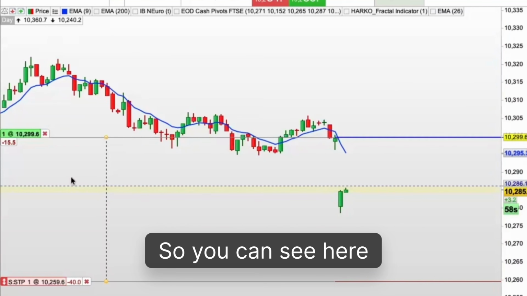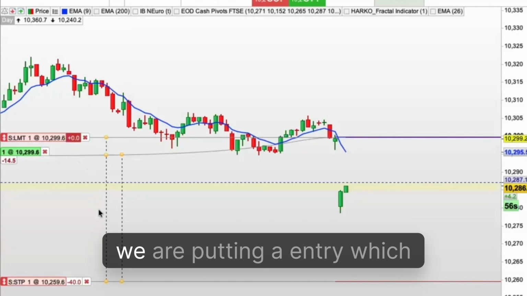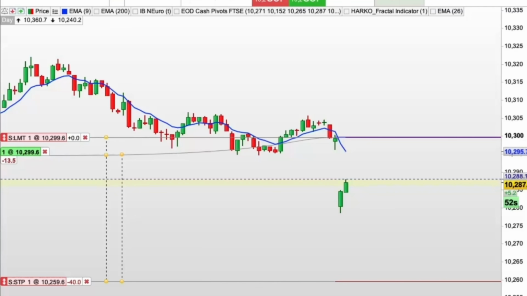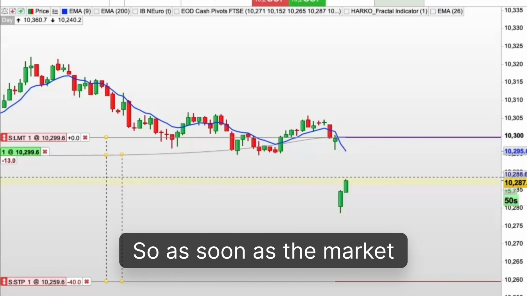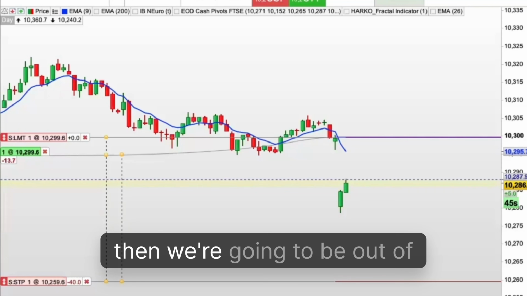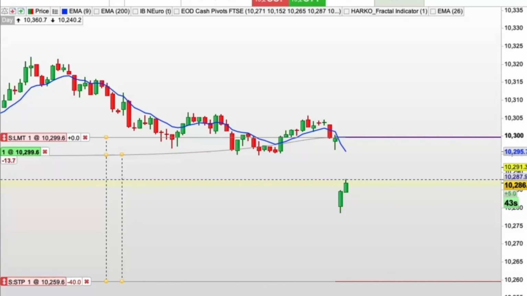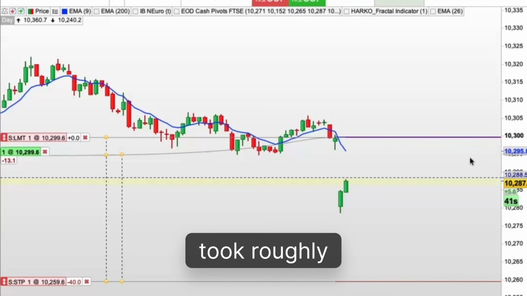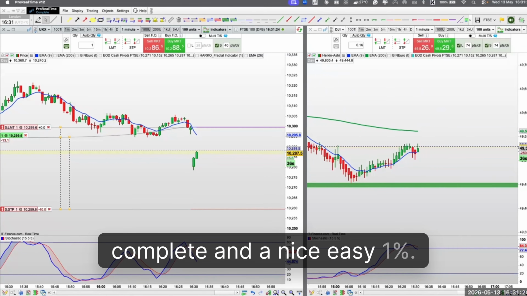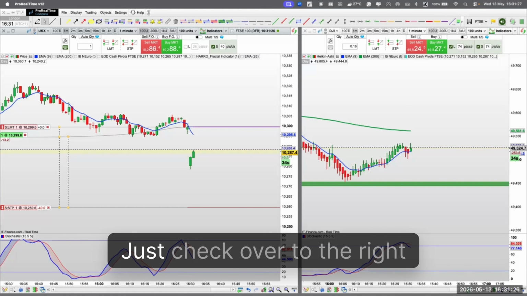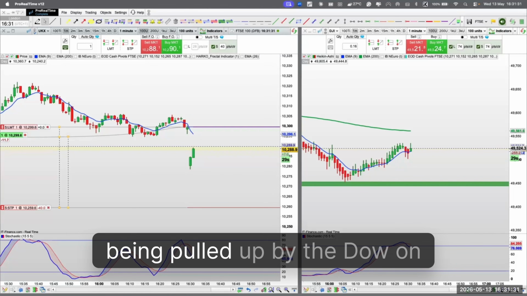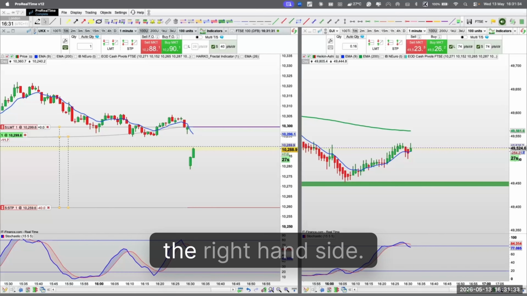So you can see here on the left hand side, we are putting an entry, which is effectively a stop to entry. So as soon as the market comes back up to the point of origin, then we're going to be out of the market. This whole trade took roughly about 4 minutes to actually complete, and a nice easy 1%. Just check over to the right hand side and you can see the dividend being pulled up by the Dow on the right hand side.